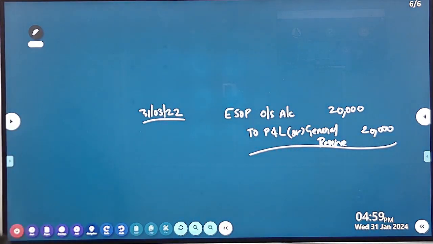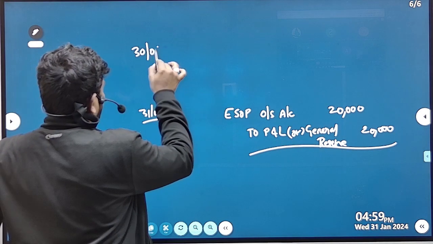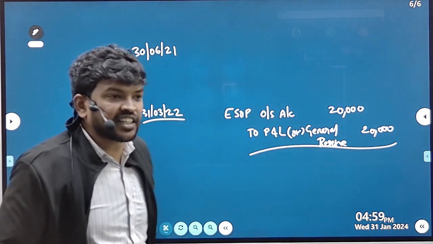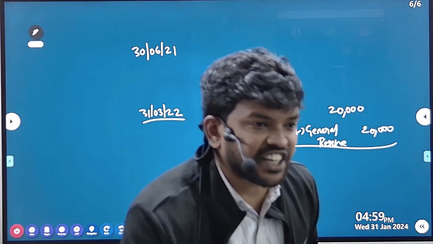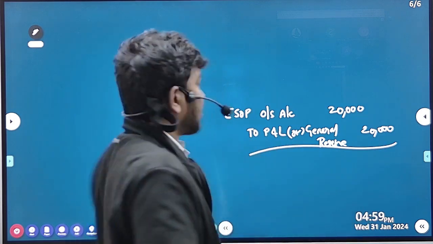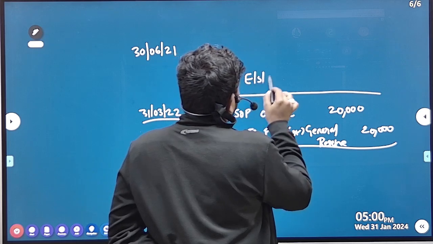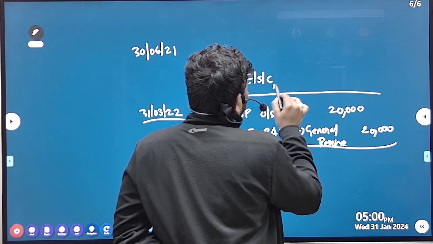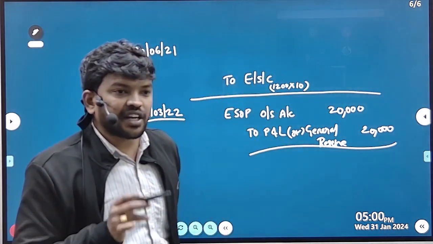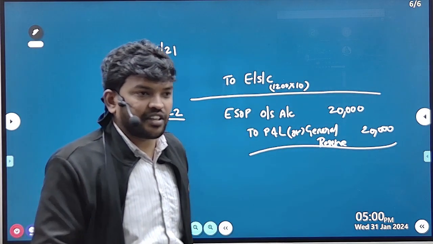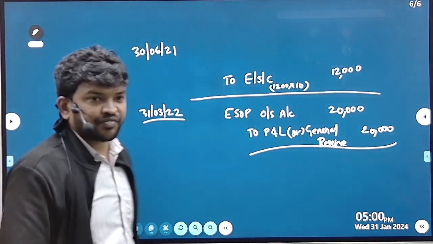Clear? Last entry clear? Now exercise का entry. Exercise कब हुआ? 30 June 21 में. Exercise is nothing but company is issuing shares to the employees who have satisfied the conditions. Yes or no? कितना शेयर्स का सेटिस्फाई किया है? टू इक्विटी शेयर कैपिटल कितना है? 1200 इंटू 10 रुपीज. इक्विटी शेयर कैपिटल इज क्रेडिटेड ऑलवेज विद द फेस वैल्यू ओनली. यस, कितना? 12,000.